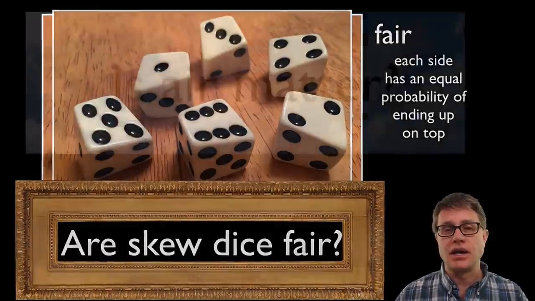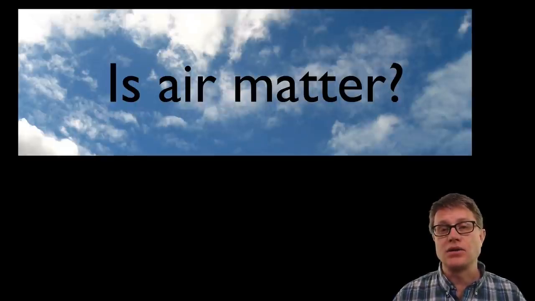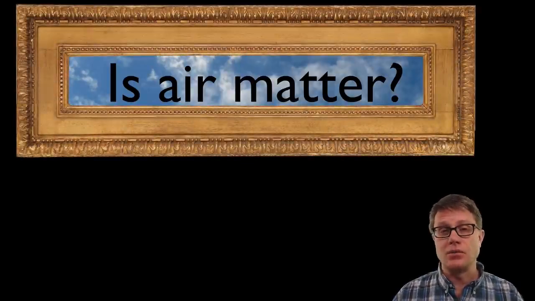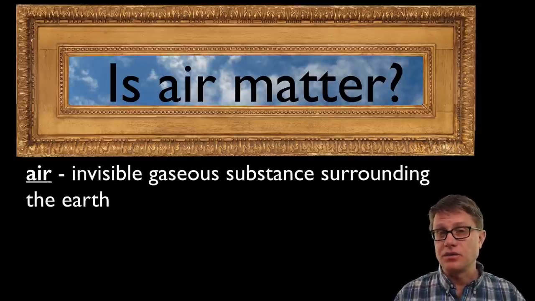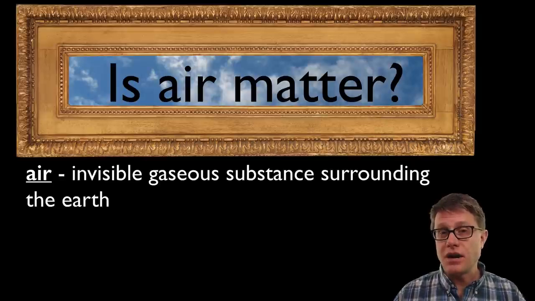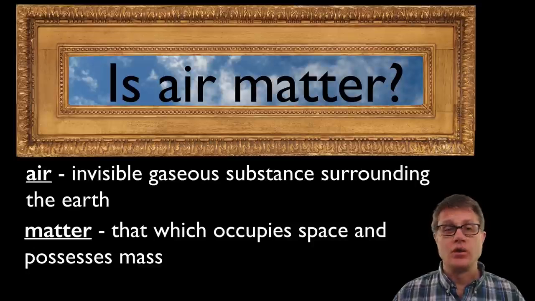Let's get to an actual science question that we could answer. Is air matter? That's a question you could answer in the science laboratory. Before we dig in and start gathering evidence, however, we should frame the question and make sure that we understand what every term in there means. So what is air? Air is an invisible substance that surrounds the earth. What is matter? Matter is anything that has mass and takes up space. What else do we know about matter? It can be neither created nor destroyed.